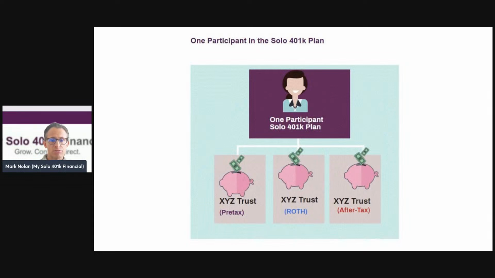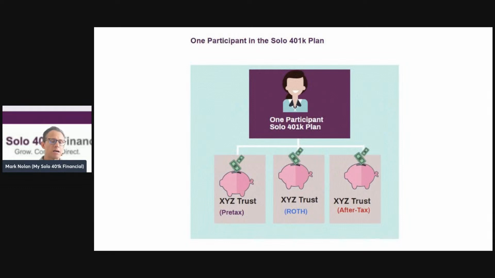That's why you're going to see two separate holding accounts here on this slide, because you are required to segregate each source of funds. That is pre-tax funds, Roth funds, and voluntary after-tax funds. Therefore, it's just one plan with three separate bank or brokerage accounts, that is holding accounts to hold funds.